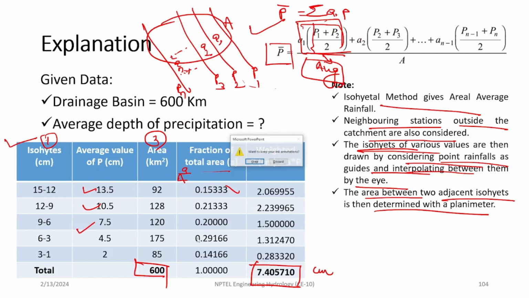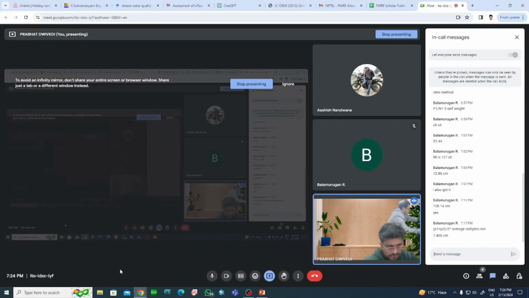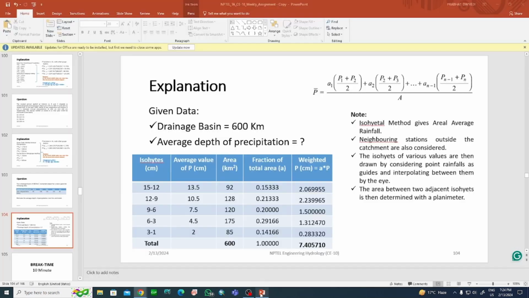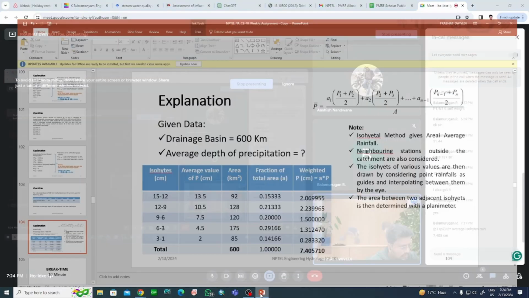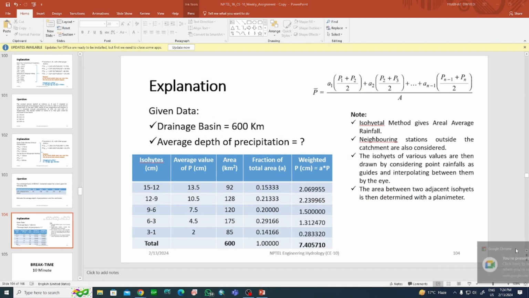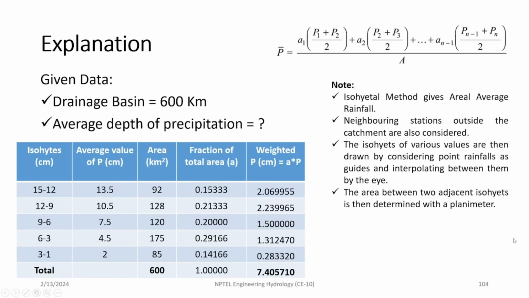Now let me check what the response is from Bala Murugan. Average isohyetal rain, 7.405, good. Which one is he talking about? 7.405, yes, right. It will be for 9 to 6. Ashish, let me know if he is replying with the answer to this question. I'll open this message box.